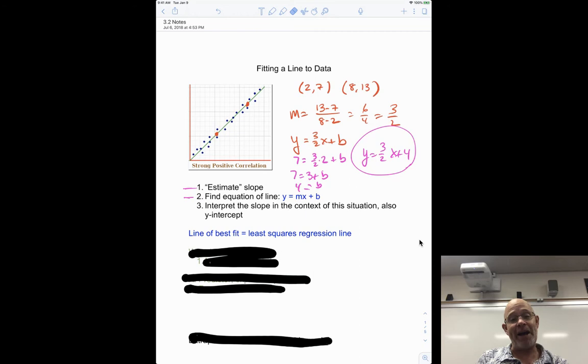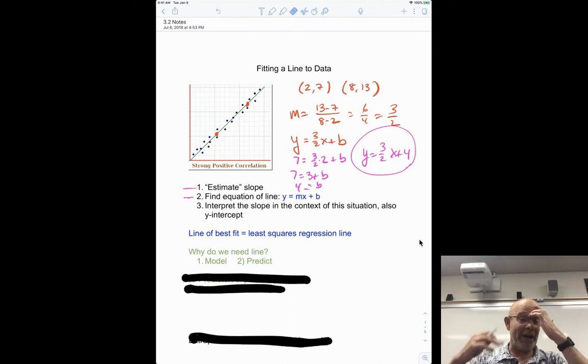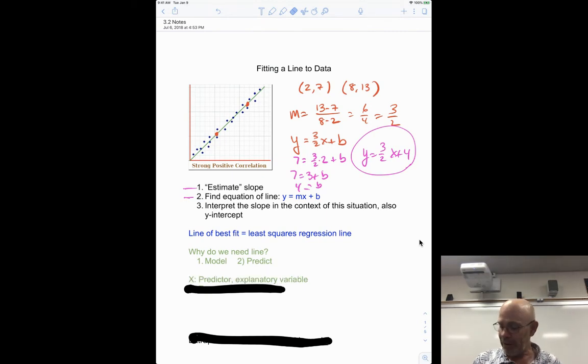We'll talk about how to find it and how that works in just a second. But why do we need the line? We need the line to model or predict. We do this in science all the time, okay? So there's a lot of modeling and predicting that goes on. You see this pattern. Hey, there's a pattern. There's a relationship between x and y, so let's do something with that relationship.